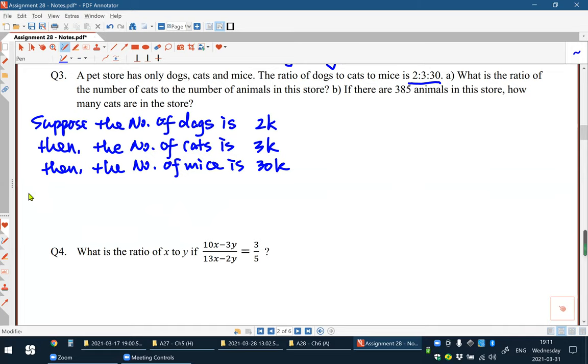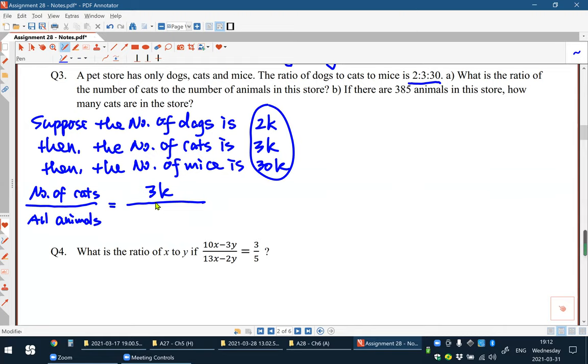Okay, so the ratio of the number of cats to the number of all animals is, okay, we already know that the number of cats is 3K, right? And the number of all animals, we can just add these numbers up, right? Which is 36K. Okay, so we can easily find that the number of cats to all animals is 1 to 12, correct?